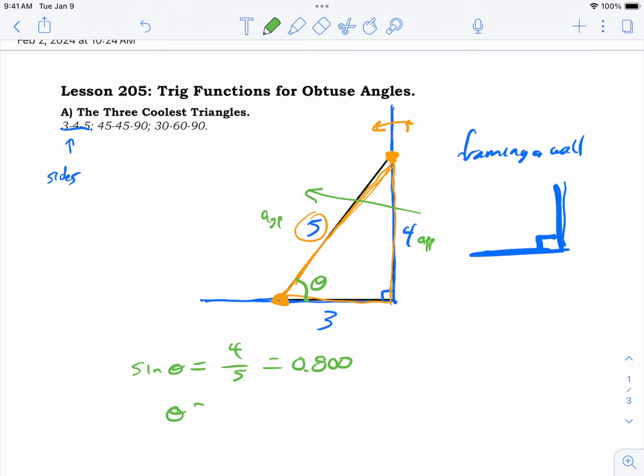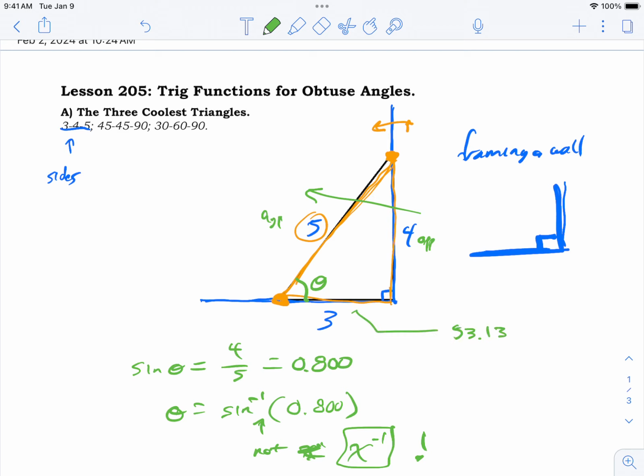And so I just have to hit the shift sine, which is what that little symbol means, right? And I've probably said this before, but not the x to the minus 1. There is a button that has a little minus 1 on it. Don't use that button. You have to use shift sine all the time. Always, always, always. So shift sine of 0.8, and it turns out that angle is 53.1301 degrees.